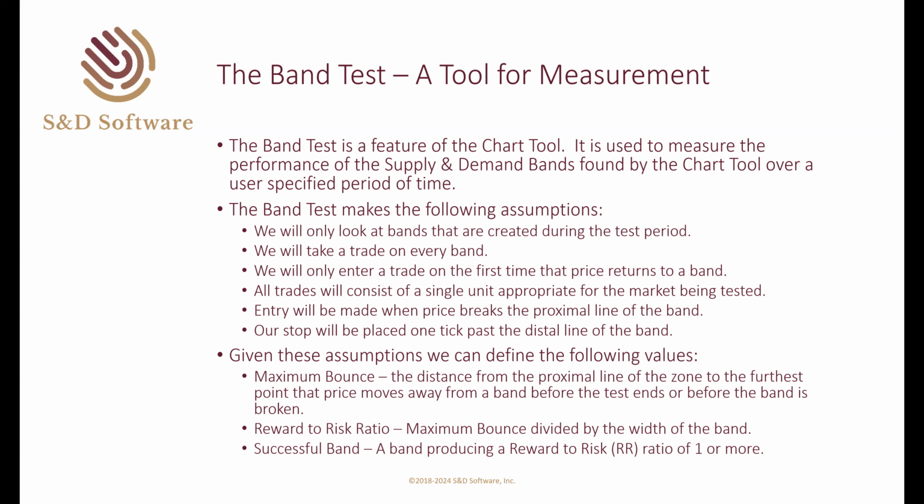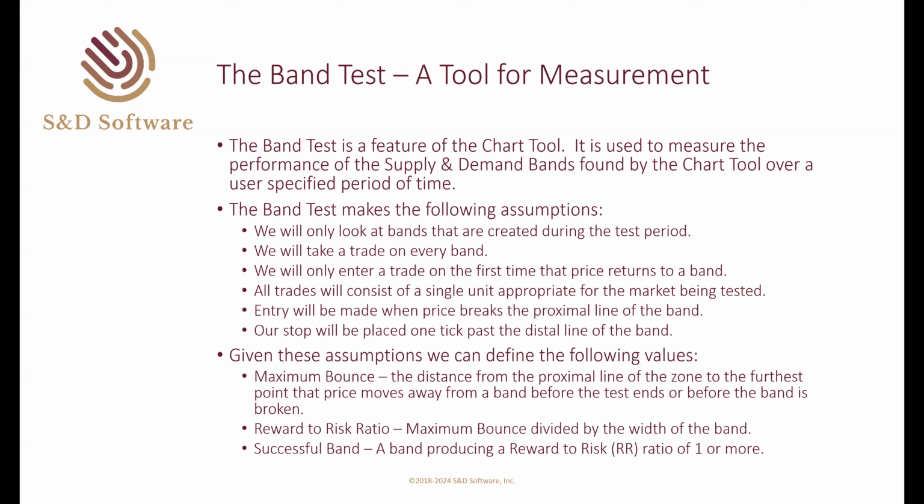Now, we're going to also assume that we're going to take a trade on every supply or demand band that is found during the test period. We will assume that we're going to get into the trade the very first time that price returns to the band. We're going to assume that all trades consist of a single unit that's appropriate for the market being tested. So if you're testing futures, it would be one contract. If you're testing stocks, it would be one share.